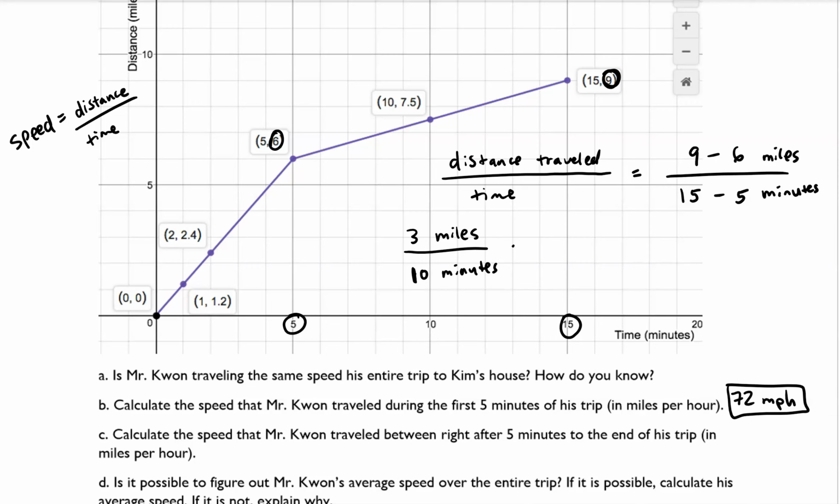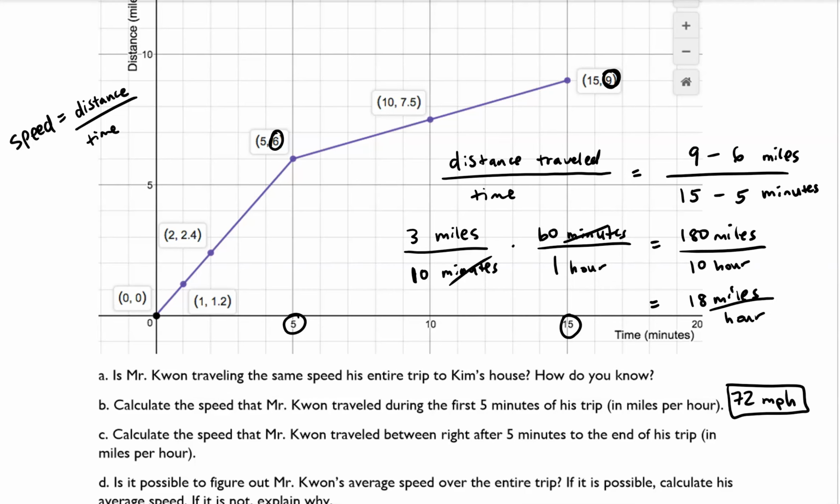And again, I need to convert that into miles per hour. So I know that there are 60 minutes in 1 hour. And so if I multiply all of that, the minutes will divide out. So 3 times 60 is 180 miles per, and then 10 times 1 is 10 hours. And if I simplify that, that is equal to 18 miles per hour. So 18 miles per hour. That is our answer for part C.